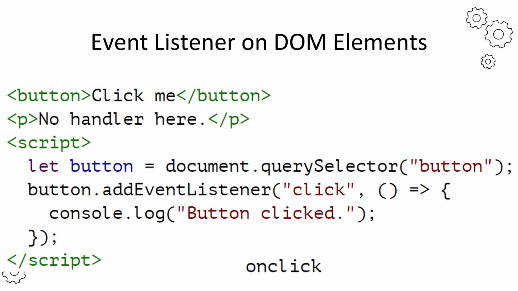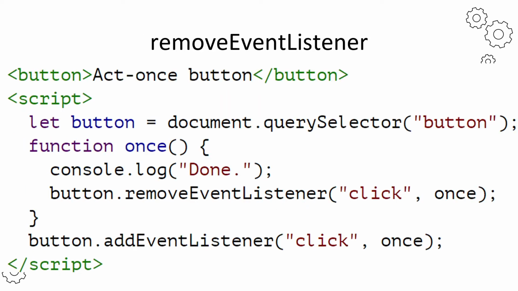Of course, you can remove a handler with the method removeEventListener. As you can see in this example, once the function is called, it removes the listener from the button.